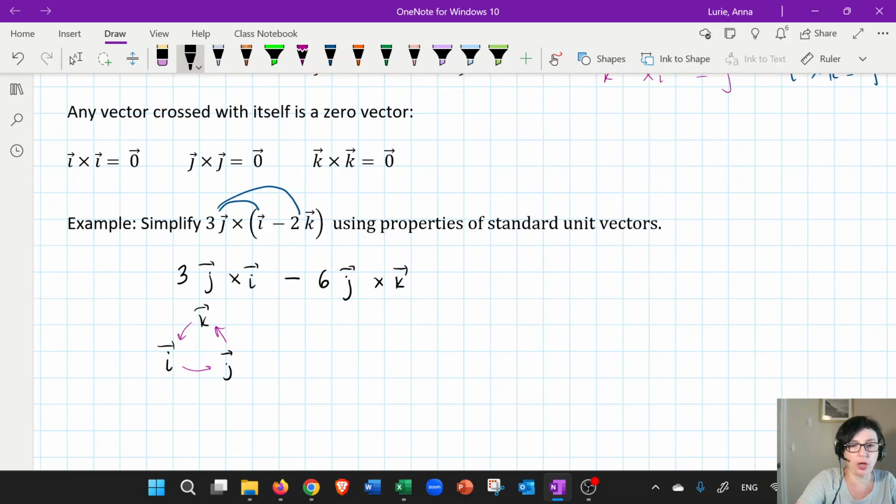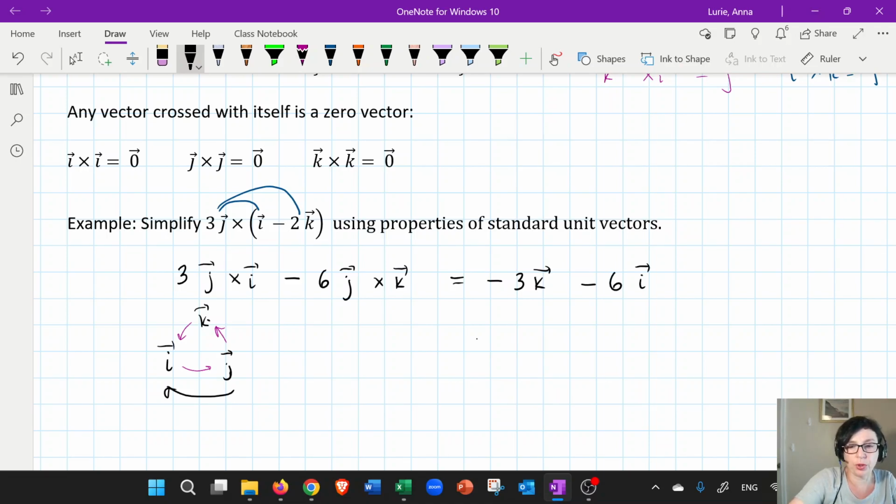So what is j cross i? Well, in order to get from j to i, you're actually going which way? You're going clockwise. So you don't get a k, you get negative k. So this would be negative 3k. Now, how about j cross k? Okay, so j cross k, I'm going counterclockwise, so I'll get a positive i. So this would be negative 6i.